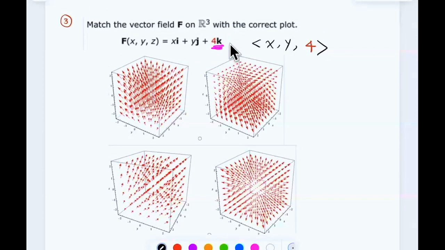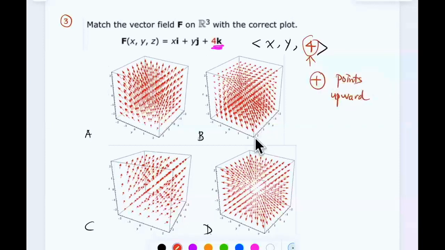Which one? B and D we'll rule out. B and D. Okay. Let me put A, B, C, D. Okay, let's move on. Because this component here is positive 4, when it's positive, that means it has to point upward. So it's going to point upward instead of downward.